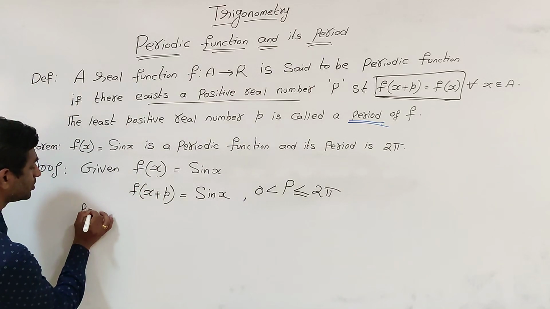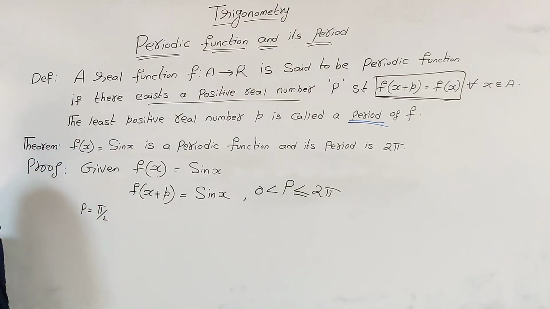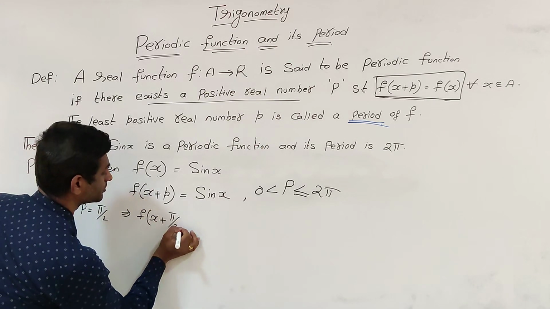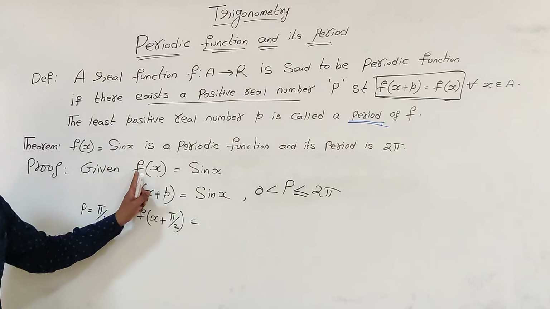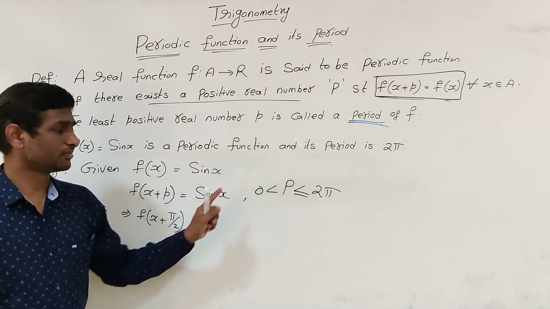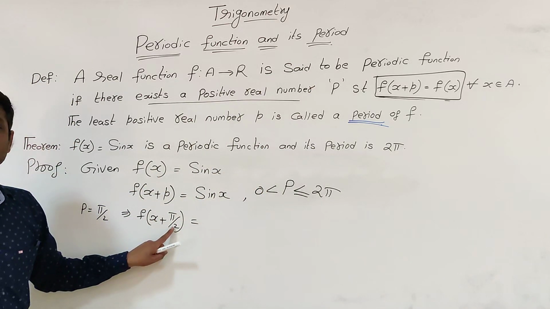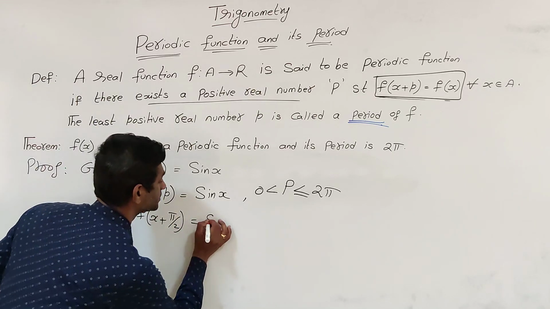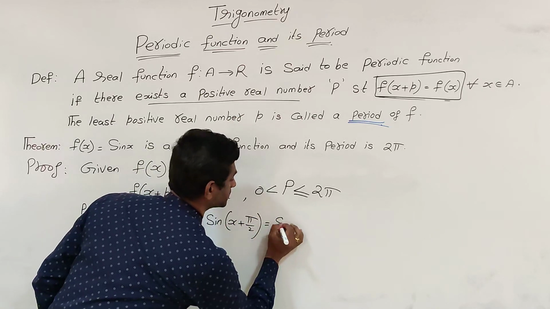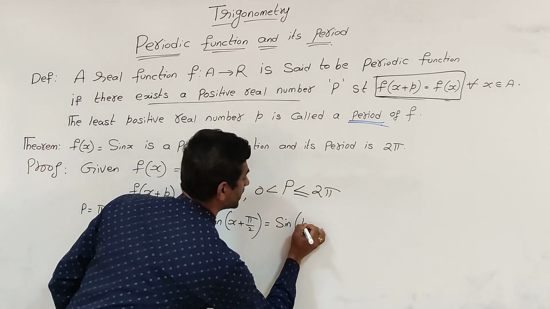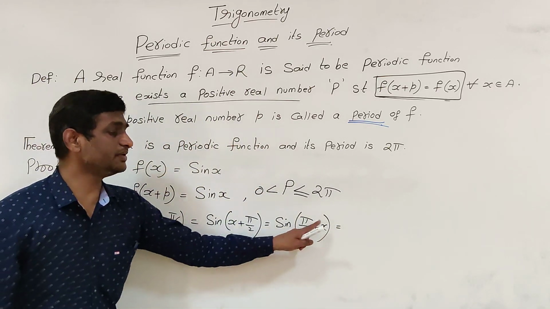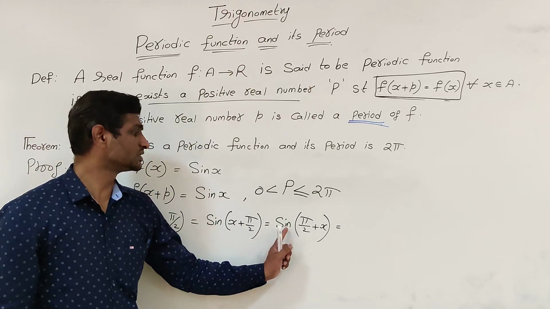Suppose p is equal to, assume that, pi by 2, then what will be f of x plus p? F of x plus pi by 2. But what is given? F of x is sin x, means if x is the input, sin x is the output. But in the place of x, now it is x plus pi by 2. So what will be the output? Sin of x plus pi by 2, which can be written as pi by 2 plus x. But what is sin of 90 plus theta? It is in the form of sin of 90 plus theta.